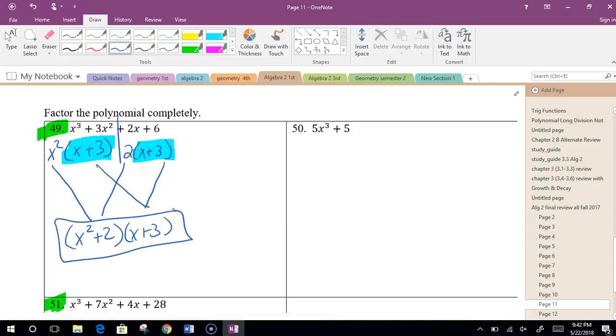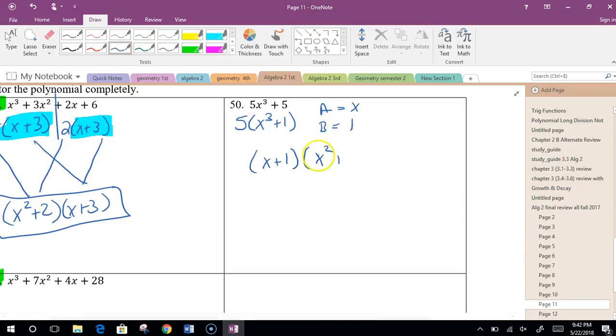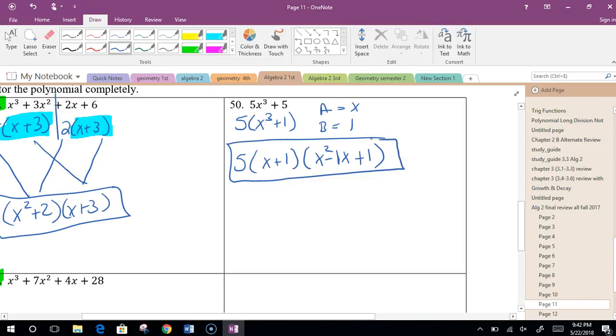Problem 50 here is another sum of cubes. However, in this case, we actually needed to factor out the 5 first as a GCF. So then our a would be just the variable x, and our b would be the number 1. So in our old formula we did just a moment ago, we would have a plus b times a squared minus a times b plus b squared, and we would put our 5, our greatest common factor, out front, and we would be done.